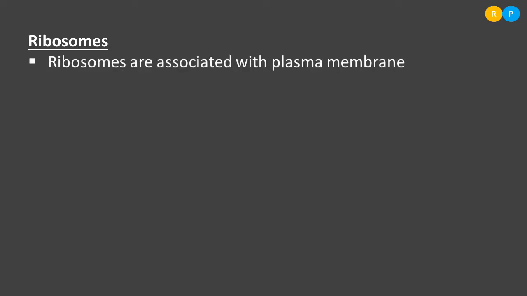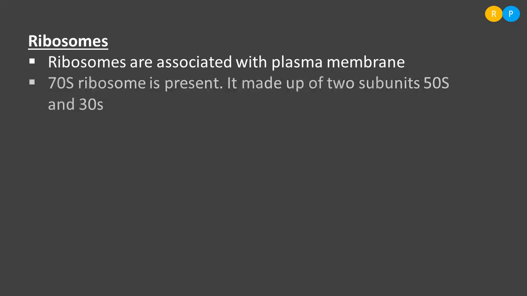So one of the non-membrane bound cell organelles that can be seen in a prokaryotic cell like bacteria is ribosomes. So ribosomes are non-membrane bound structures. They are associated with the plasma membrane of the cell. So they are not freely present in the cytoplasmic region like in the eukaryotic cell. In prokaryotes, ribosomes are attached to the plasma membrane.